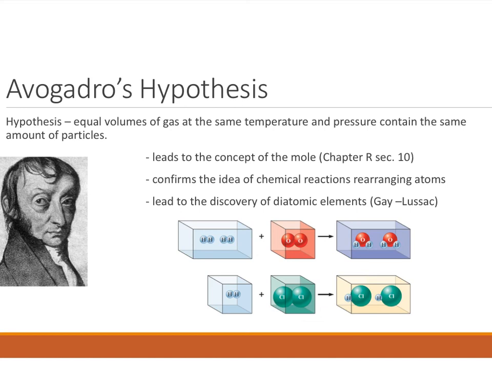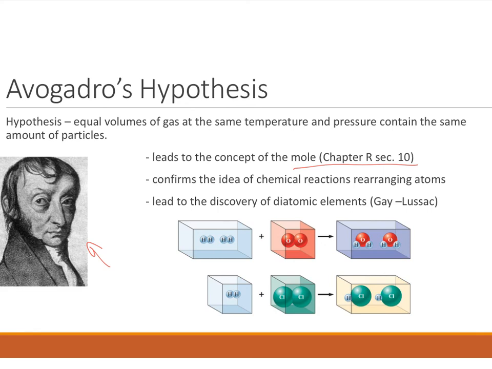All right, and then the last thing we have to talk about is Avogadro's hypothesis. Okay, Avogadro was an Italian scientist. And here's Avogadro right there. Now, we know that Avogadro's number is very important in chemistry. We saw that in the concept of the mole in section 10 of the review chapter.